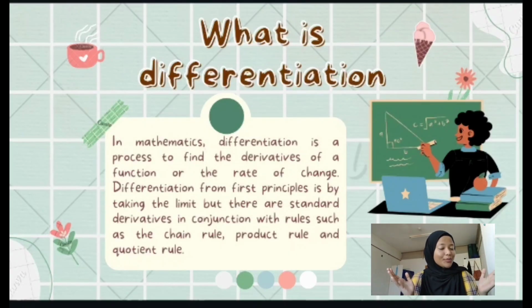Have you ever thought what is differentiation? In mathematics, differentiation is a process to find derivative of a function or the rate of change. Differentiation from the first principle is by taking the limit, but there are standard derivatives in conjunction with rules such as the product rule, the chain rule, and the quotient rule.